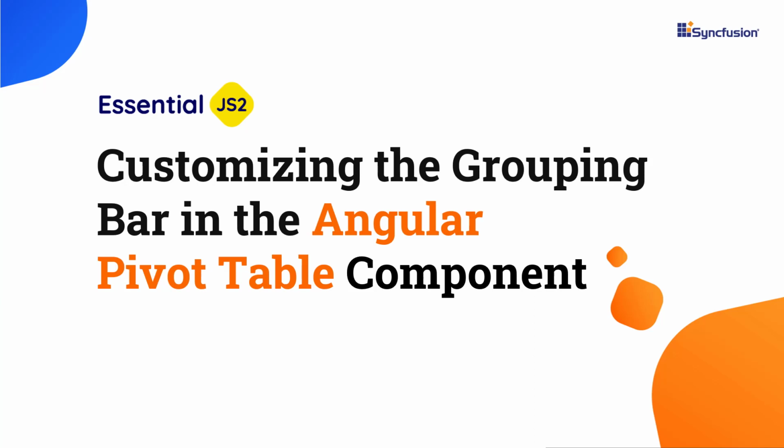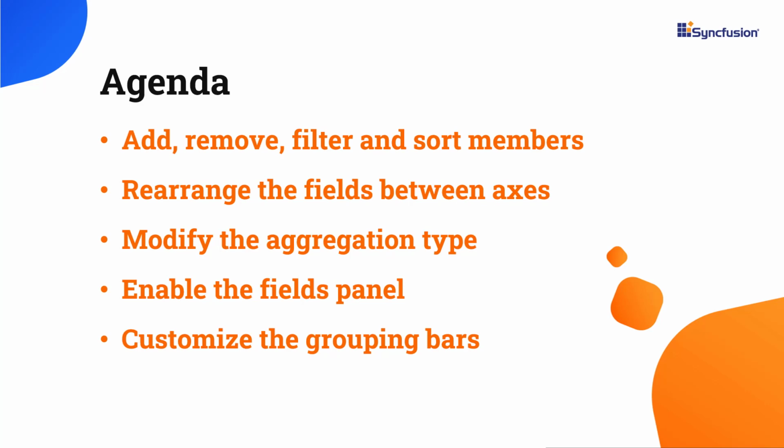Welcome to this Angular Pivot Table tutorial. In this video, I will show you how to add, remove, filter, and sort field members using the grouping bar UI in the Syncfusion Angular Pivot Table component. You will see how to rearrange the fields between axes and modify the aggregation type. You will also see how to enable the Fields panel and customize the grouping bars.